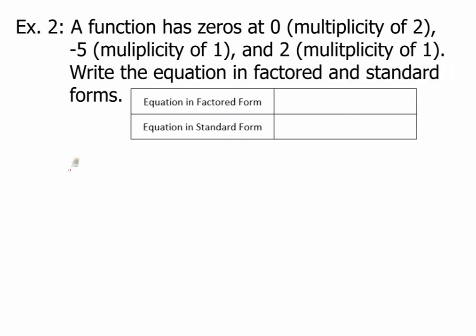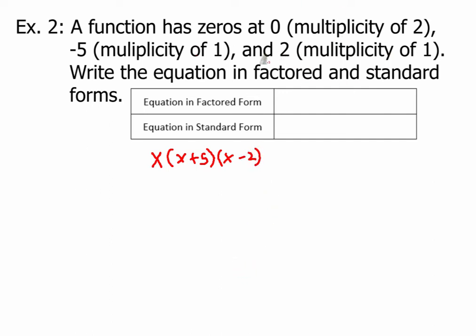Okay, for example, 2, it says a function has zeros at 0 with a multiplicity of 2, negative 5 with a multiplicity of 1, and 2 with a multiplicity of 1. I'm going to write the equation in standard and factored forms. So if I take a look at these, it has a zero at 0. The factor that corresponds to 0 is x. It also has a 0 at negative 5, so that's x, we do the opposite sign, plus 5. Then it has another 0 at 2, so we go x, opposite sign, minus 2.